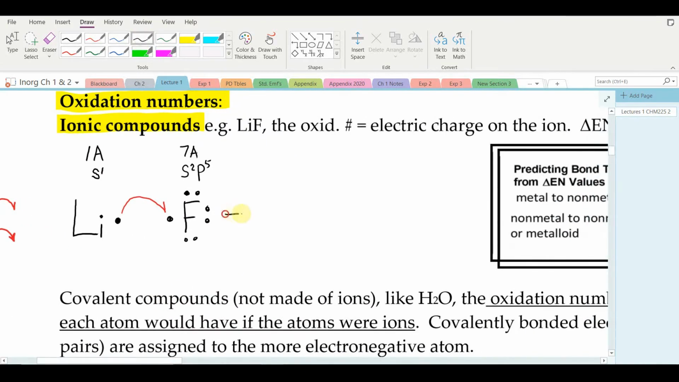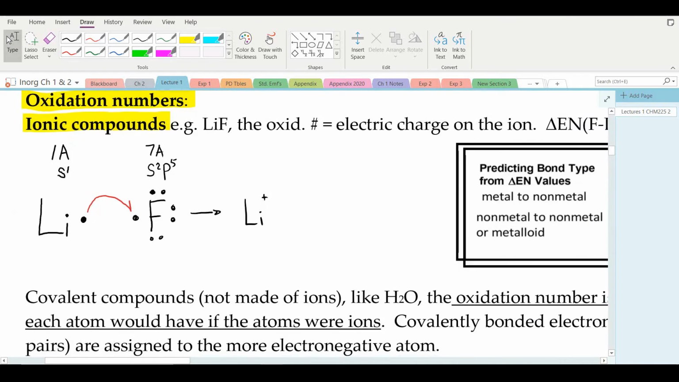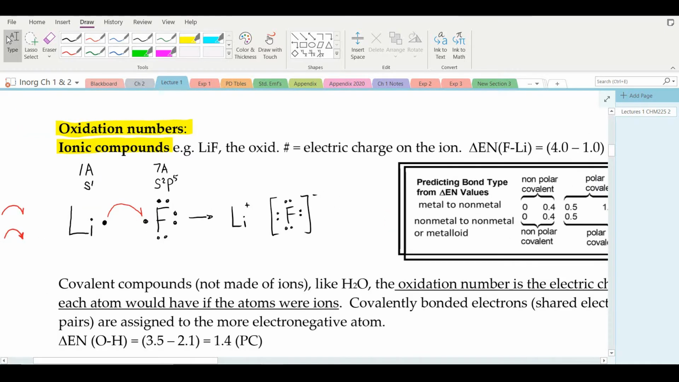Okay, so what's that going to form? Well, the product will be a lithium cation. It lost its valence electron, therefore it's plus, and fluorine gained an electron, so now it is actually an anion named fluoride. Negative charge. Now I just put the square brackets in to reinforce that those electrons belong to the fluorine, they're not being shared. This is an ionic compound, and the oxidation number of ions in an ionic compound is the electric charge of the ion. So the oxidation number of lithium is +1 in this compound, and the oxidation number of fluorine is -1 in this compound. So it's that simple.